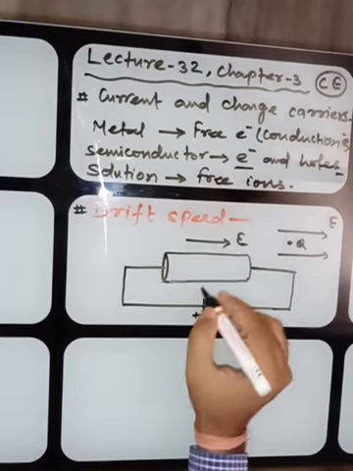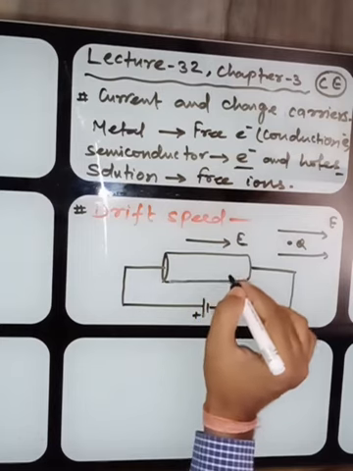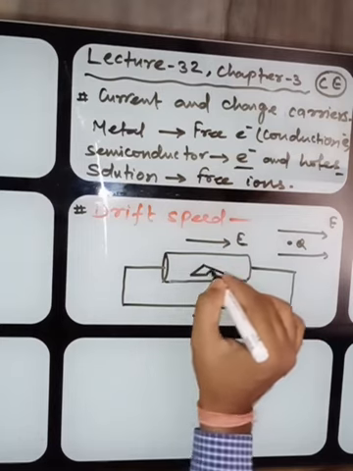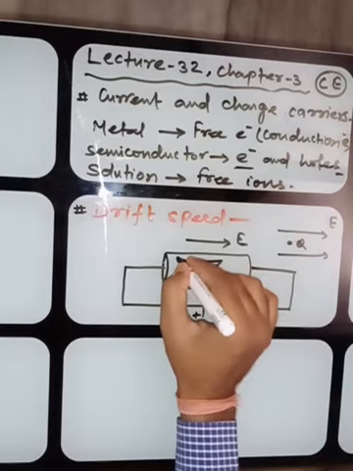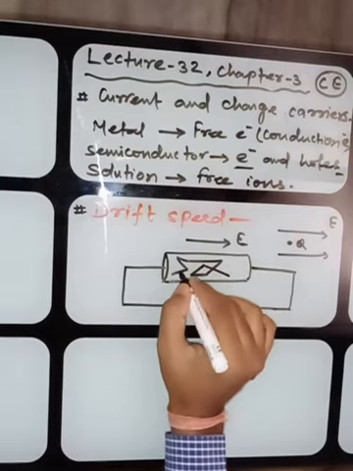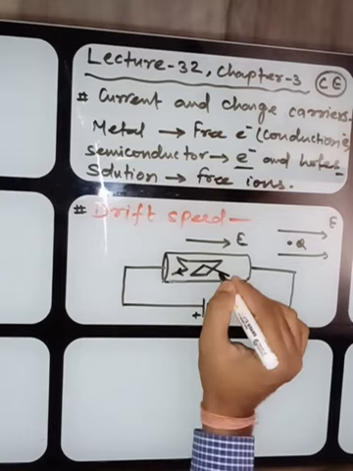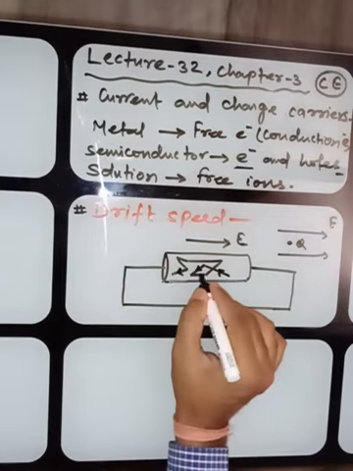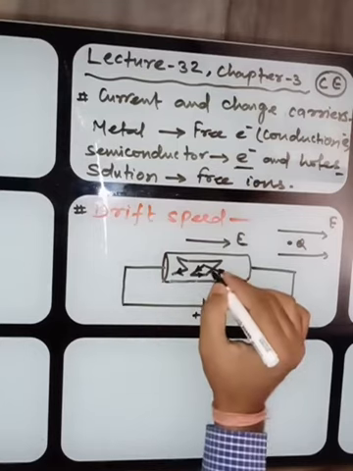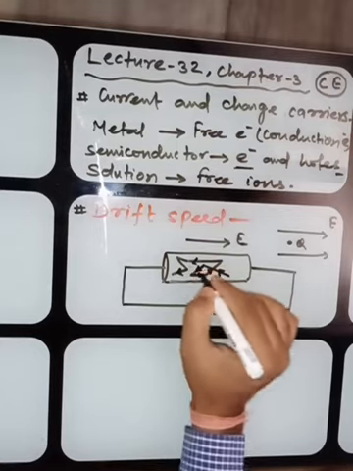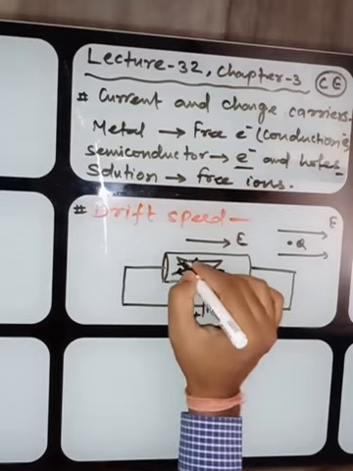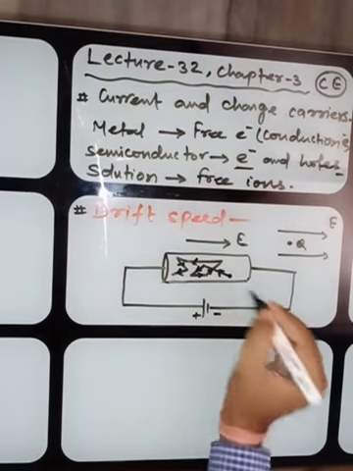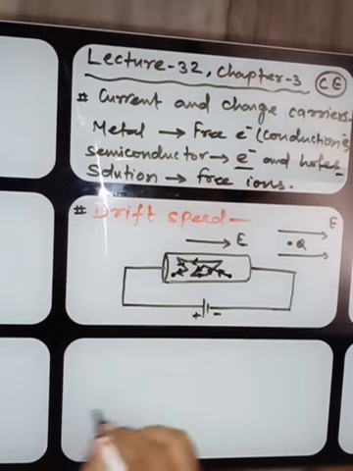Suppose this is the direction of the electron. It starts moving in this direction, but it collides, and in this way the electron is moving. You can see this electron start moving in this direction, but due to collision it moves in this direction. Due to heavy collision, it randomly moves in different directions, and finally after a number of collisions, it drifts from this point to this point.